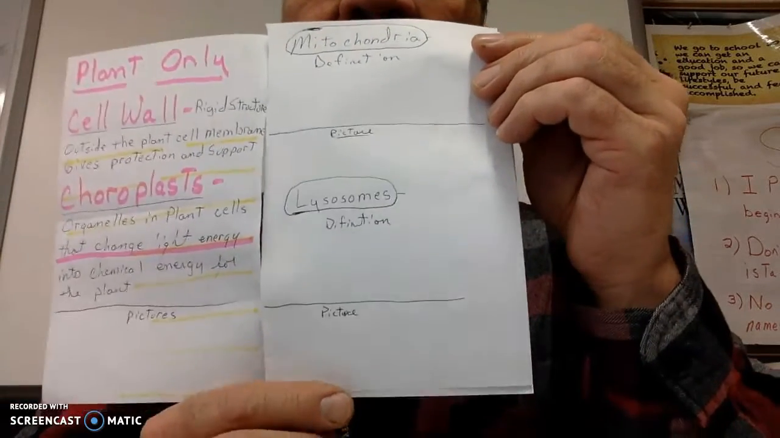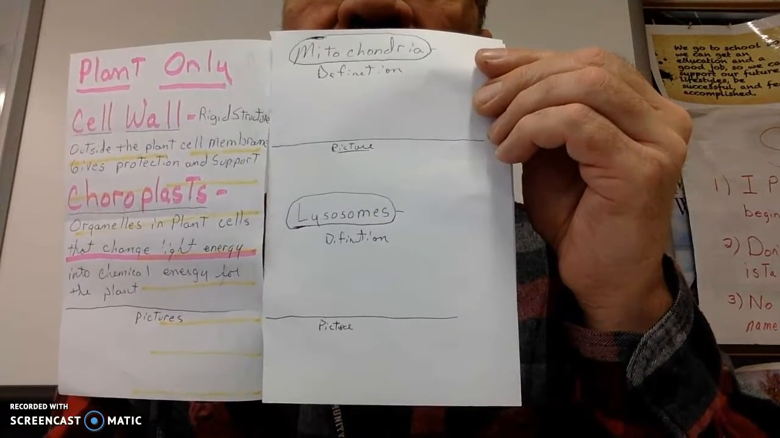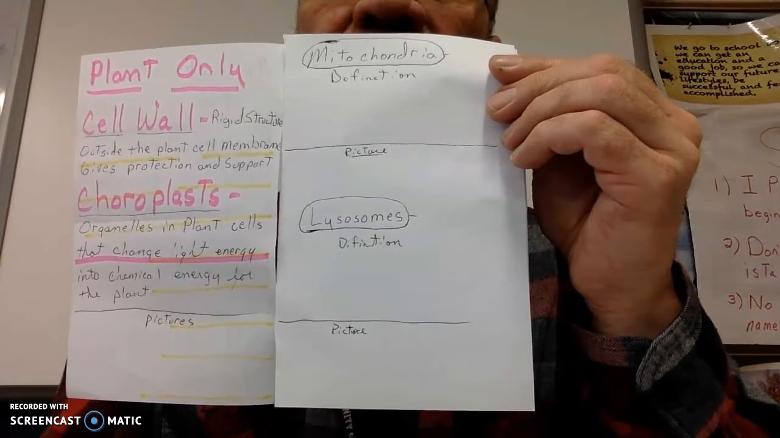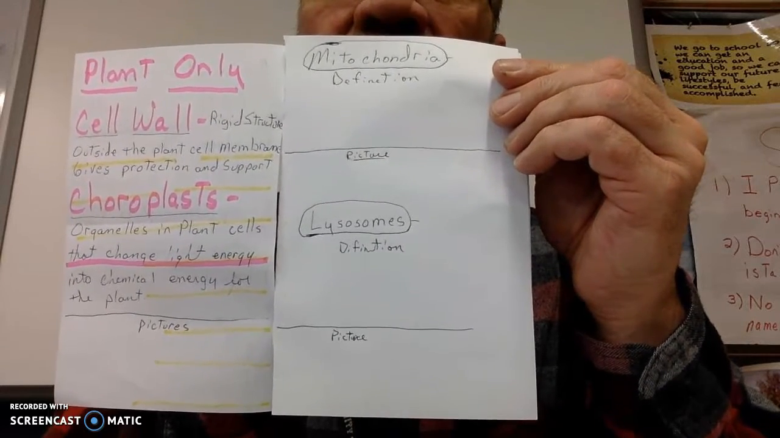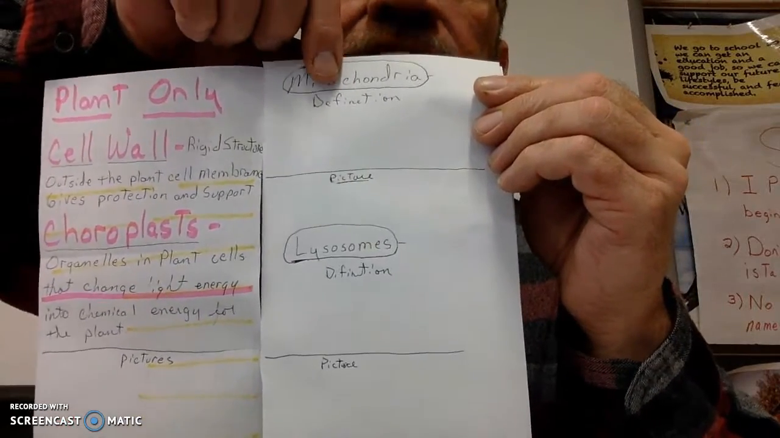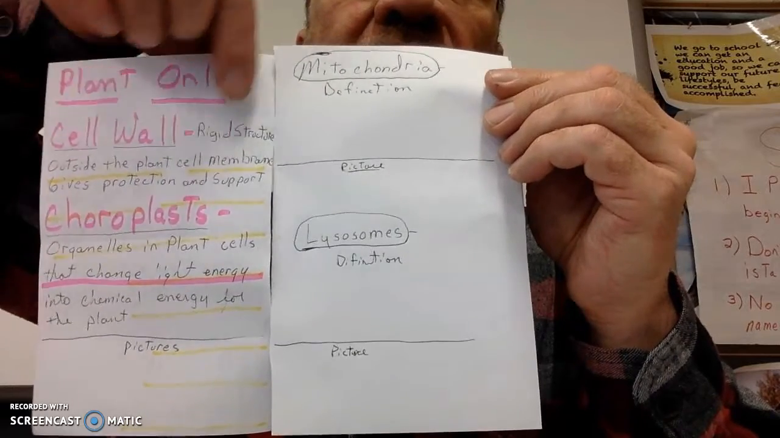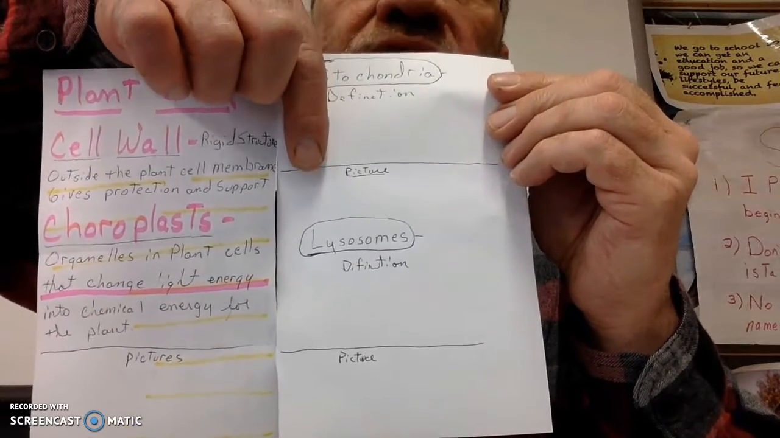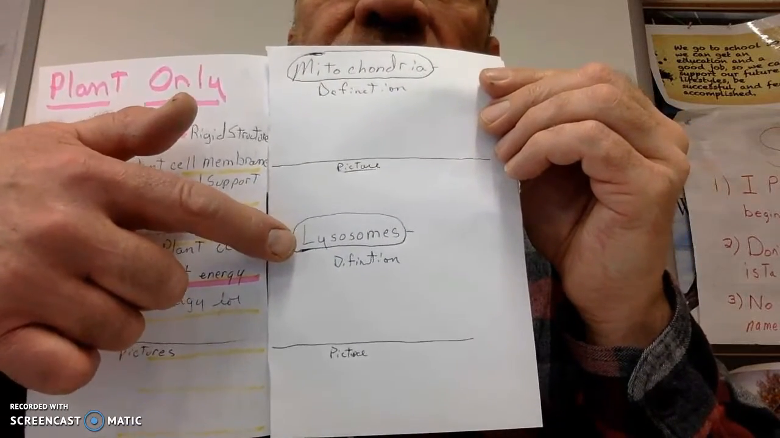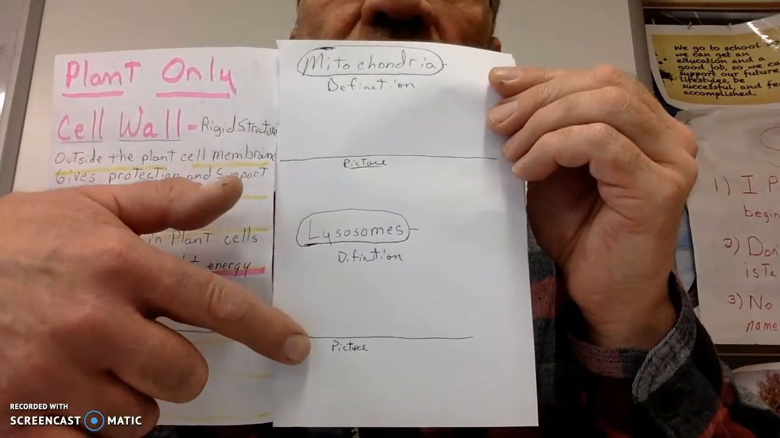All of these, by the way, are in the cell notes, which will be on Google Classroom as well. You will see cell notes, and you will see all of these listed. Okay? So I'm just going to give you an example of what the pages should look like. So here we have mitochondria. Write the definition like we did back over here for the cell wall and the chloroplast. Write the definition and draw a picture of mitochondria. Then go down farther, lysosomes, the definition of what lysosomes do for the cell, and then draw a picture.